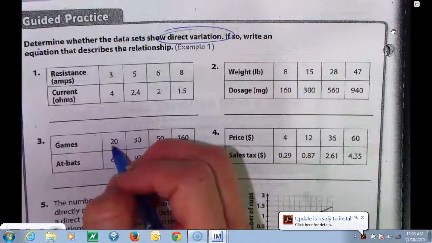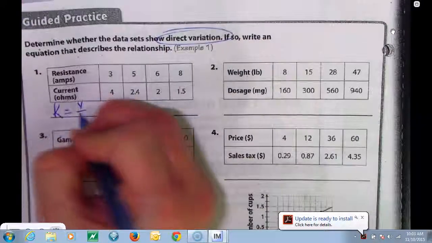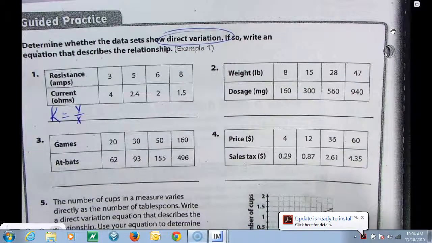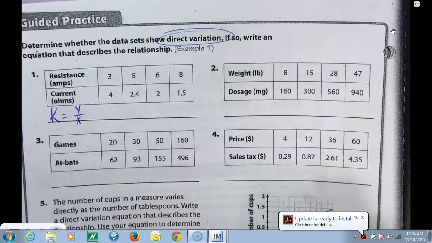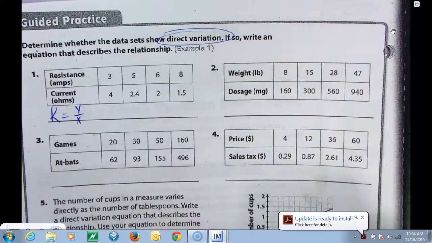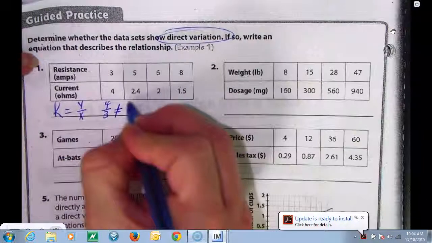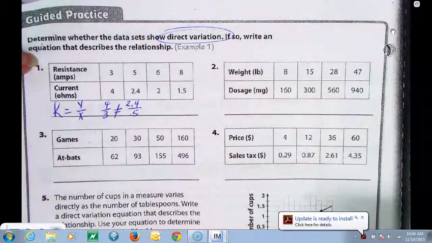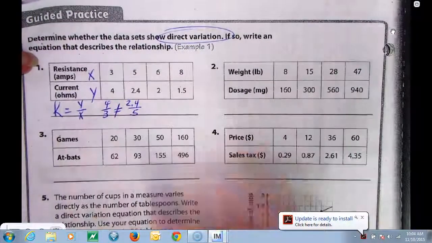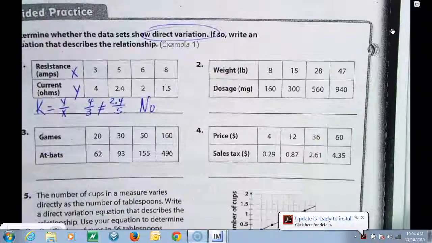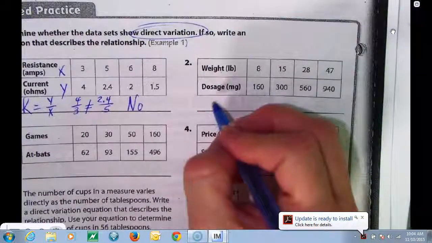You have to divide them all, people. Well, not all. If you find 2 that don't equal, then you stop. You should have already found 2 that didn't equal. Which 2? 4 over 3 does not equal 2.4 over 5, does it? No, ma'am. Look, this is your X, this is your Y. They don't equal, so this is a no. Okay, number 2, go.